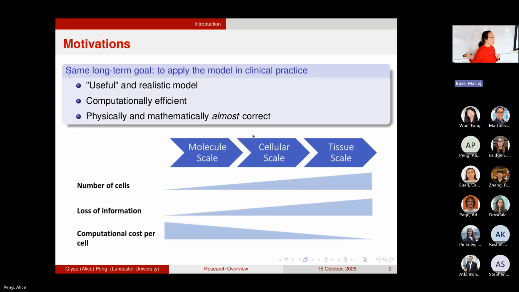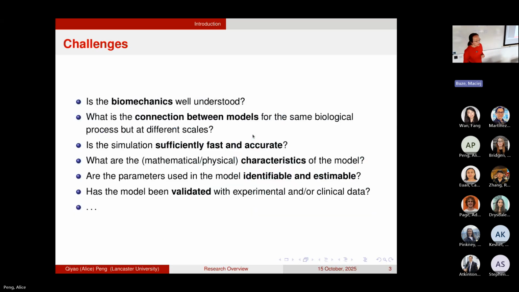Once you go to larger scales, you're talking about more cells in the observed domain. Of course, because you would like to keep your model computationally efficient, you have to ignore quite some information. For instance, from the molecular scale to the cellular scale, we neglect what is happening inside the cell, like the DNA, RNA, and protein production. My work mainly lies in the cellular scale, and my upscaling work is from the cellular scale to the tissue scale.